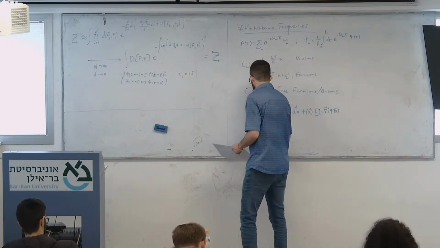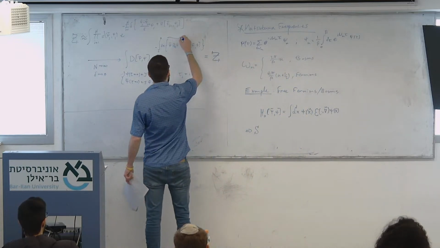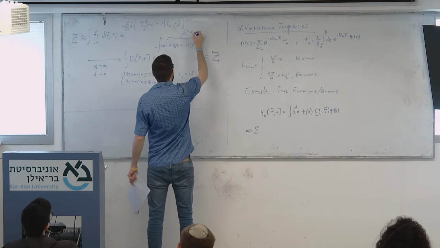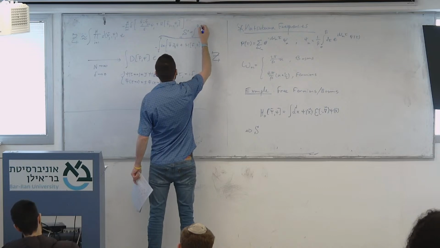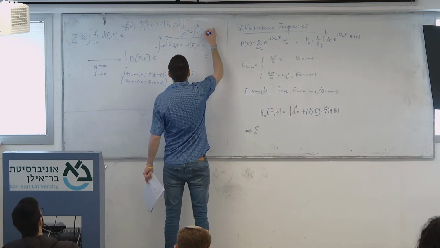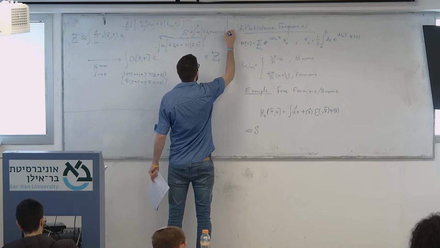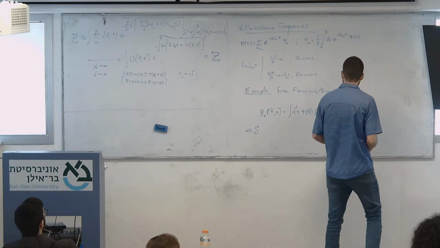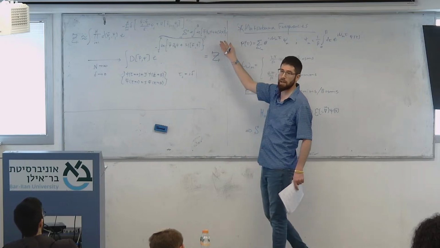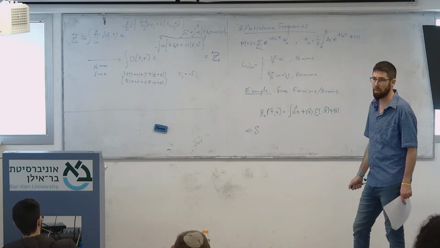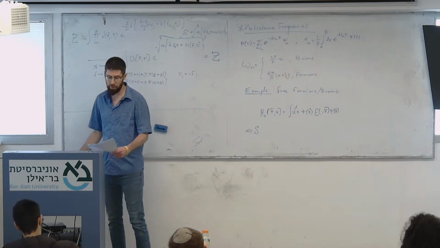Therefore, the action. Oh, I forgot to mention, this whole thing is the action: integral 0 to beta d tau, psi bar d tau psi plus H of psi bar and psi. This is what we call the action. And indeed, if you transform from imaginary time to real time, this is exactly the action. If anyone ever studied field theory, this is the action in Euclidean time.